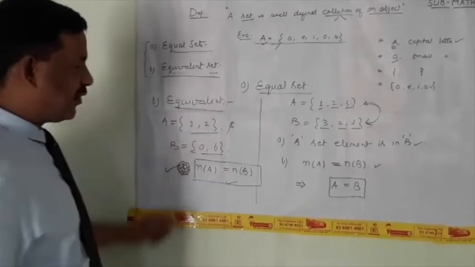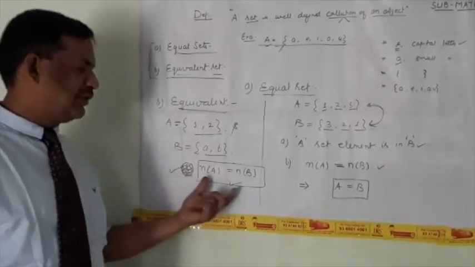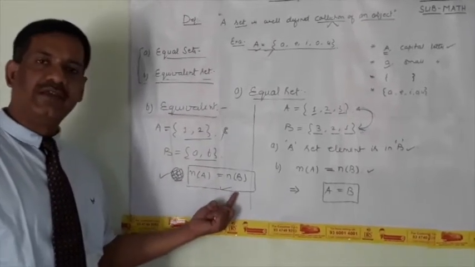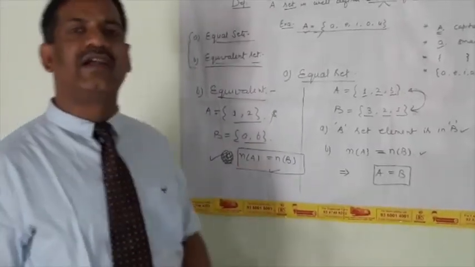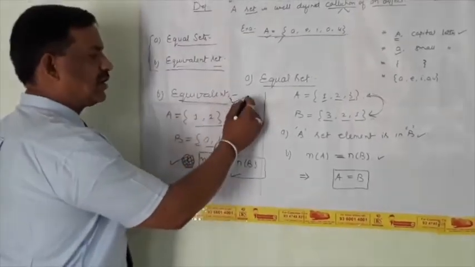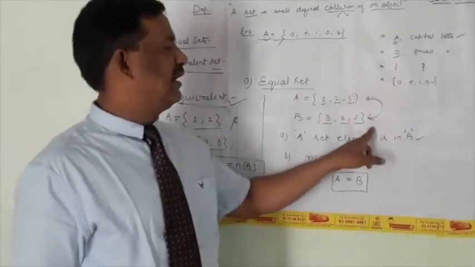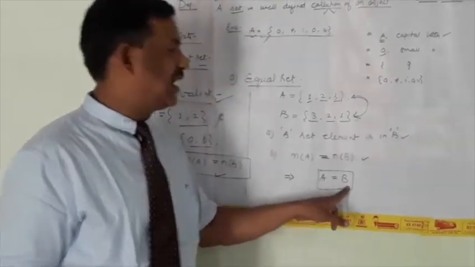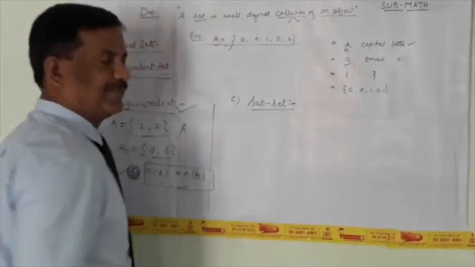For equivalent sets, we must always remember that the number of elements of A and the number of elements of B should be the same. So for equivalent sets, there are two sets A and B, and only the number of elements of set A is equal to the number of elements of B. By the definition, if the number of elements in set A is equal to the number of elements in set B, then the sets are called equivalent sets. But for equal sets, every element of A is in B and every element of B is in A. That is why A and B are equal sets. Now move on to another set, which is called a subset.